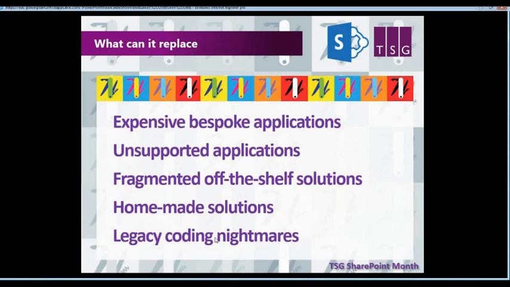Many fragmented off-the-shelf solutions, where a business has thought, right, we need an application to fix this. They'll go to a software development house and develop an application. And then they say, right, we want another application to fix another problem, and so on. So all of a sudden you end up with an estate of technology using different platforms, and often homemade solutions as well, where organizations develop applications in-house.